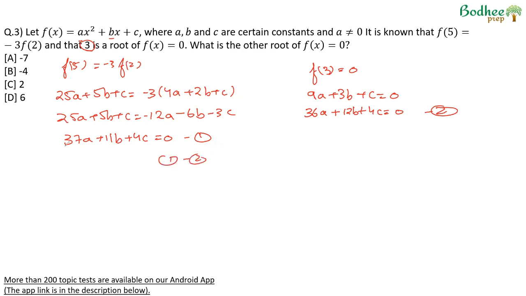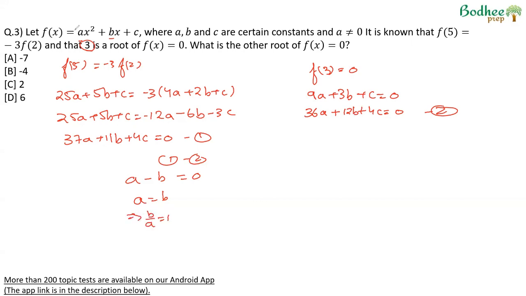Now 1 minus 2 will give me 37 minus 36, which is a. 11b minus 12b, which is minus b. 4c minus 4c is 0. 0 minus 0 is 0. So if we subtract 2 from 1, we get a minus b is 0, which means a is equal to b, which means b by a is equal to 1.